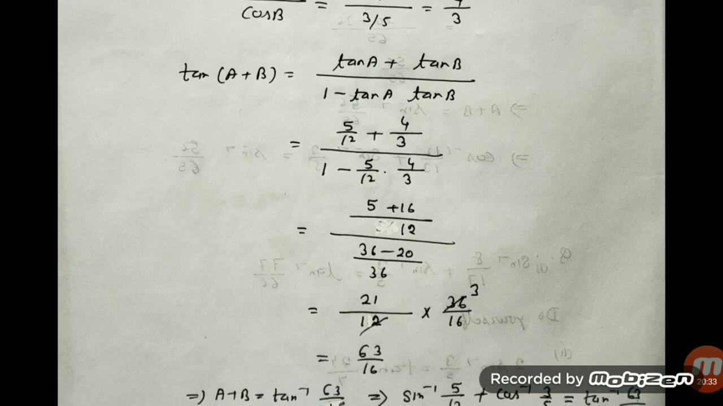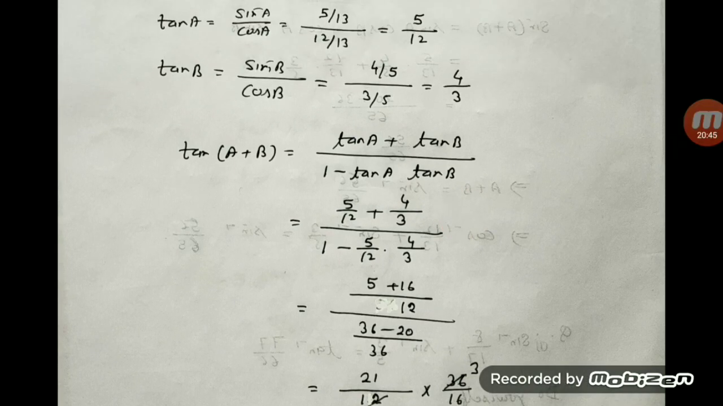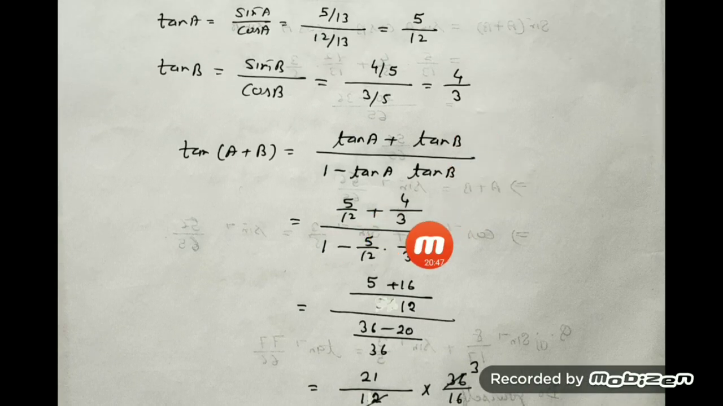Then use the formula of tan of A plus B as I told you earlier. What is the formula of tan of A plus B? Tan A plus tan B divided by 1 minus tan A tan B. Put the values. What is tan A? Tan A you have got 5 by 12. Tan B is 4 by 3. 1 minus 5 by 12 times 4 by 3.